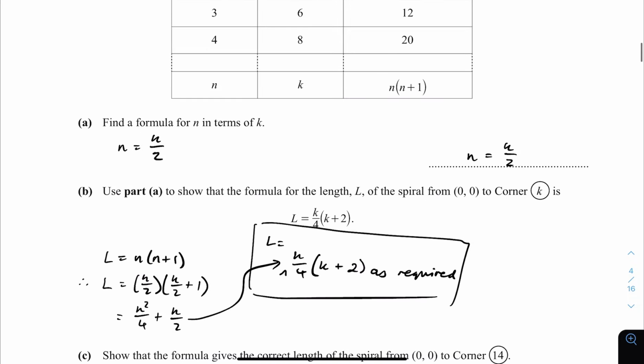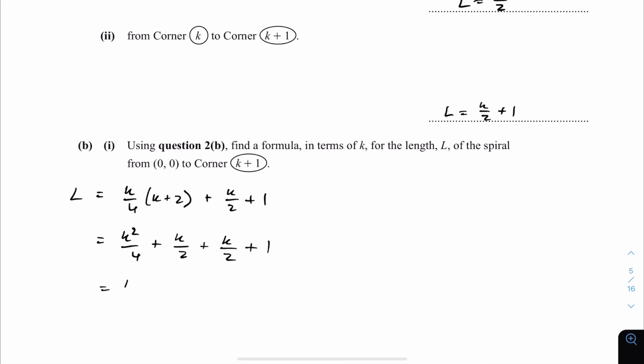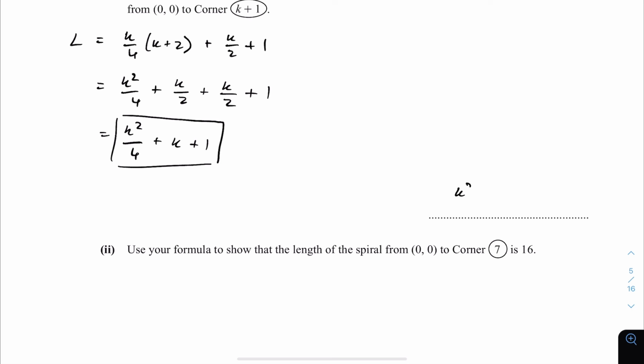So what we have is k over 4 times k plus 2. L is equal to k over 4 times k plus 2 plus k over 2 plus 1, which is equal to k squared over 4 plus k over 2 plus k over 2 plus 1, which is equal to k squared over 4 plus k plus 1. And you can simplify it however you want, but that's the length. Okay, wait, let me just write here. K squared over 4 plus k plus 1.